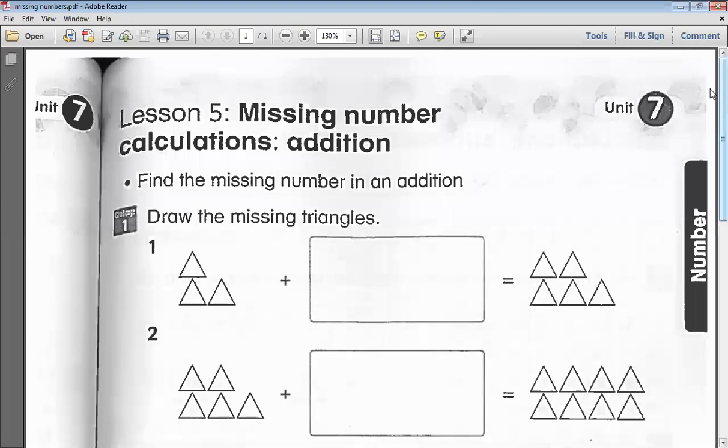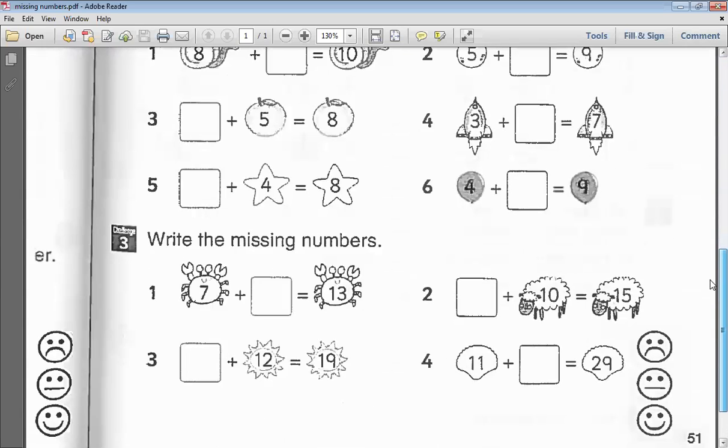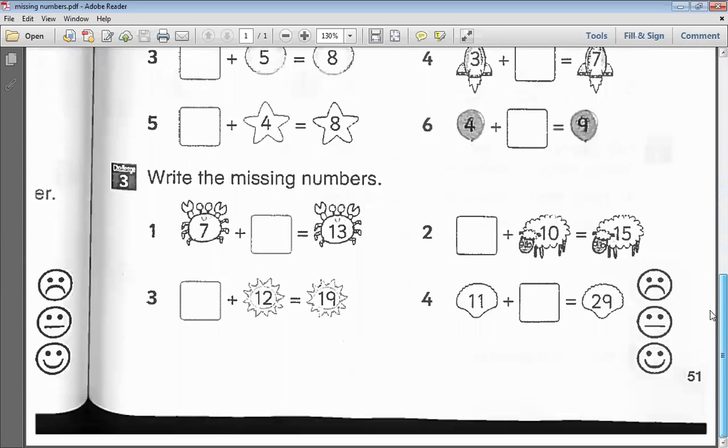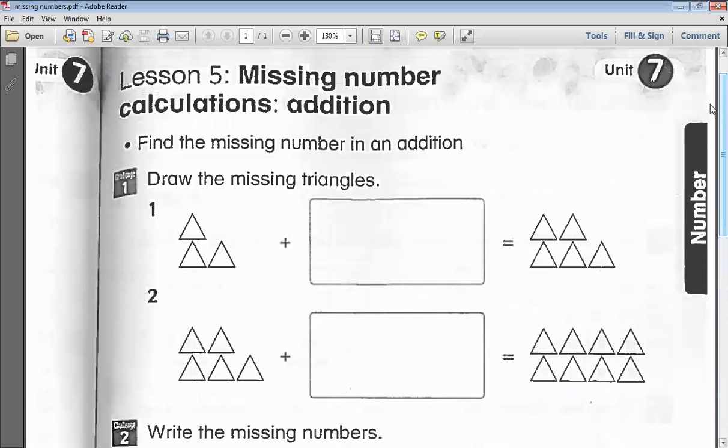Okay, now we will do the page in the workbook, which is page 51. Okay, page 51. Find the missing number in addition. Draw the missing triangles. Okay, here he is doing it by drawing.